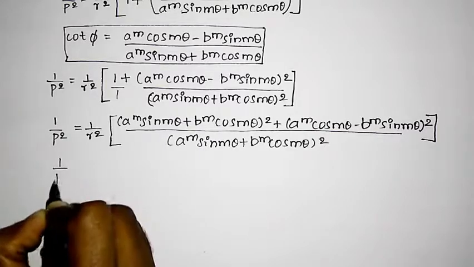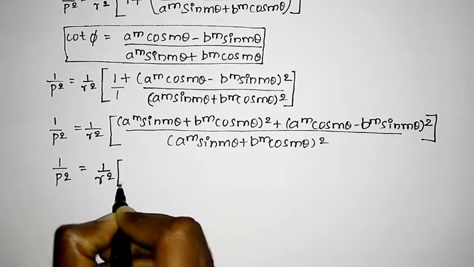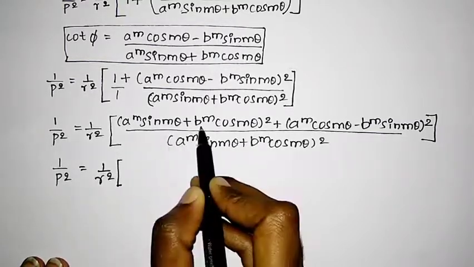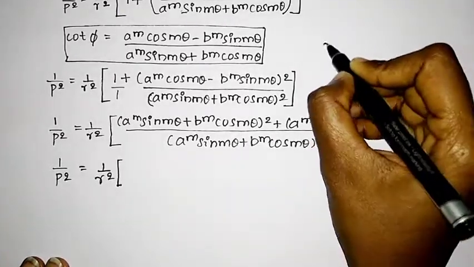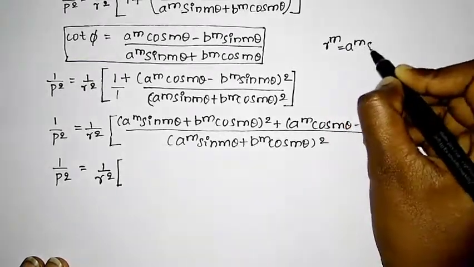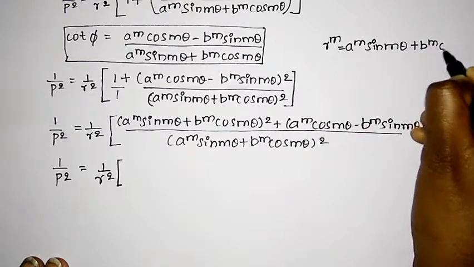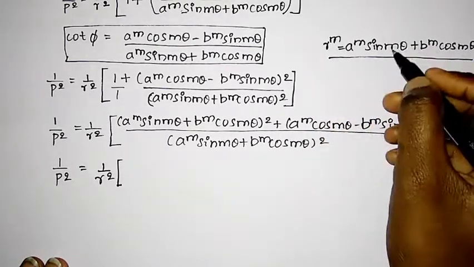So therefore we have 1 by p square is equal to 1 divided by r square into. So this is nothing but a raised to m sin m theta plus b raised to m cos m theta whole square. So the given equation was r raised to m is equal to a raised to m into sin m theta plus b raised to m into cos m theta. So this is the required equation which is given.